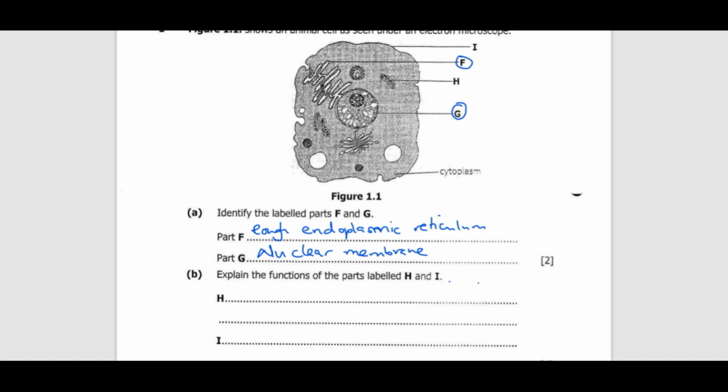Let us move to the next one, which is B. Explain the functions of the parts labeled H and I. Now we cannot answer these questions without identifying them. So let us identify them so that it can be easy for us to explain the functions. So we'll start with H. When you look at H, that is mitochondria.